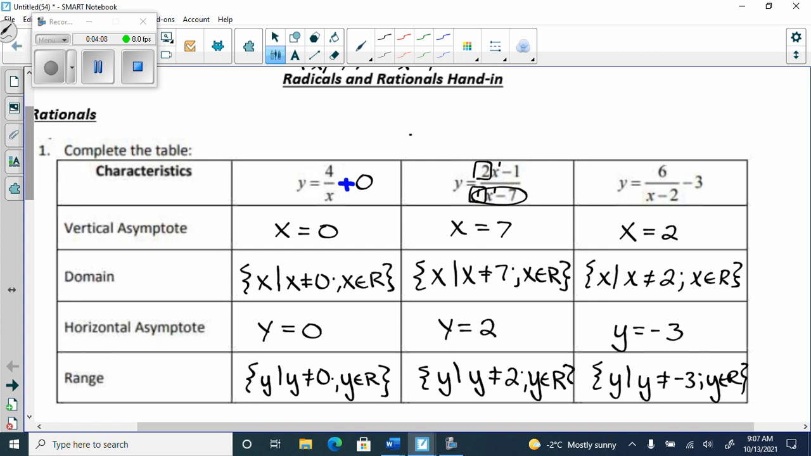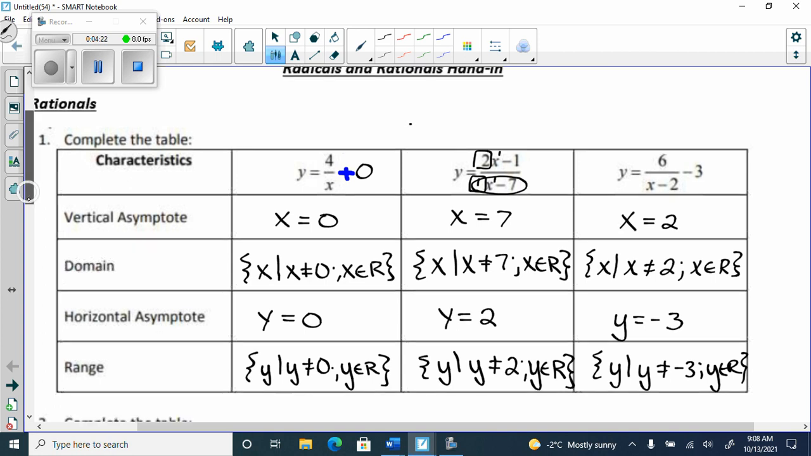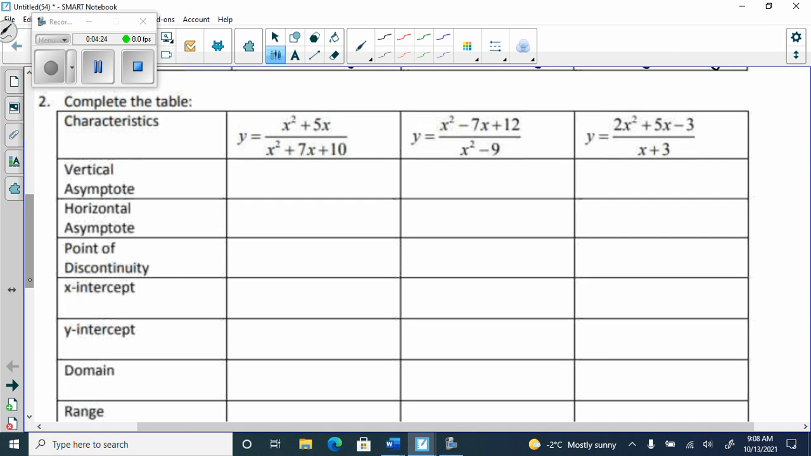I can only convert to transformed form if I have an x to the 1 something over x to the 1 something, or x to the 1 over x to the 1. That's the only time you can convert to transformed form. If it's an x squared, you cannot. All right? Which is chart 2. Chart 2, I gave you a whole bunch of x squareds.